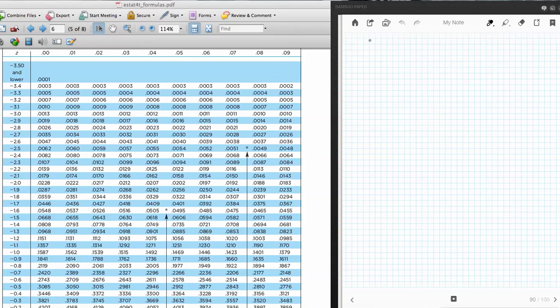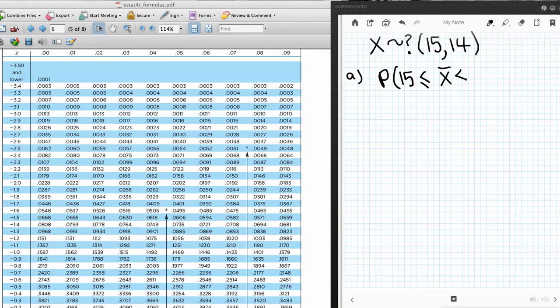So we're being told that the x bars or the x's are distributed in some way that we're not really sure of. We're not told how exactly. And we have a mean of 15 and a standard deviation of 14. So these are the things that we're told. Now our first question is to find the probability of having an average between 15 and 17 inclusively for a sample of size n equals 49.